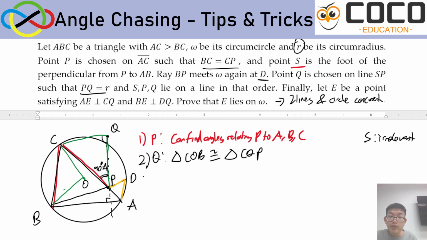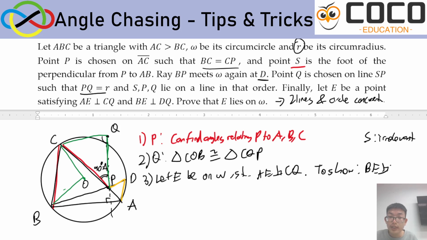And so I'm going to redefine it where E is actually going to be on omega and on one of the perpendicular lines. So I'll use AE is perpendicular to CQ because I know something about CQ, I don't yet know anything about DQ. So I want to show that BE is perpendicular to DQ instead. So I redefine it, and that would also be easier to draw.